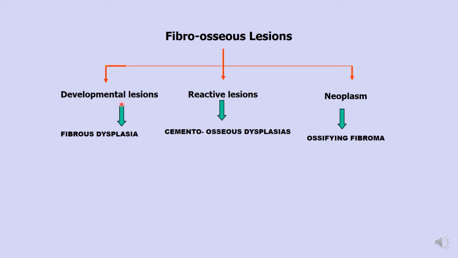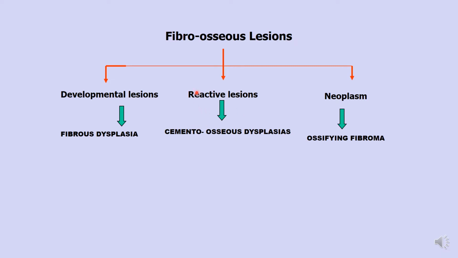Now what is the difference between the three? Developmental lesions basically arise during the early life of a child. They increase in size as the child attains puberty, and once the growth potential is stopped, the lesion is believed to stop growing. So basically developmental lesions are generally self-limiting, right?